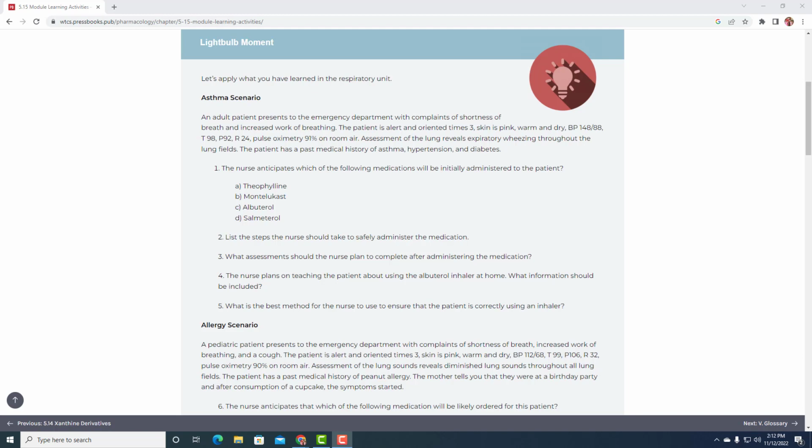Let's see. Number 4, the nurse plans on teaching the patient about using the albuterol at home. What information should be included? So first of all, make sure that they're not just told these things, that they're written down, so that maybe they have a caretaker at home that should help them. There's a couple of things with albuterol that you really want to be careful of. And most of the inhalers now have a meter on them that tells you how many puffs are left.